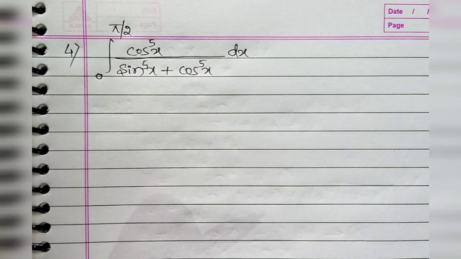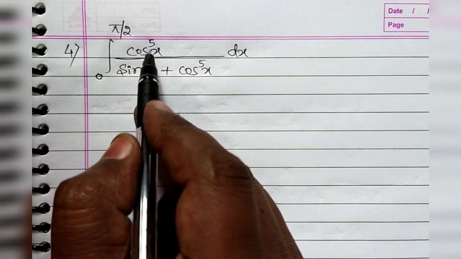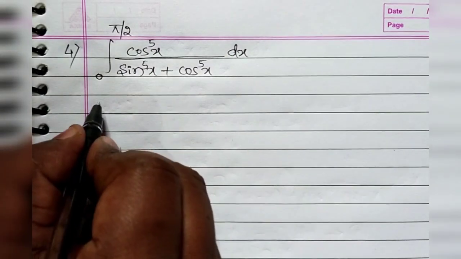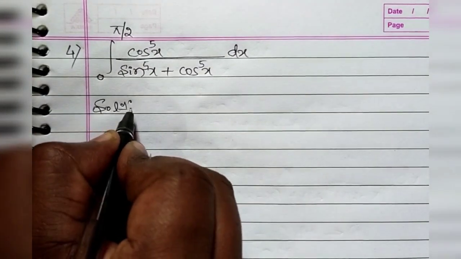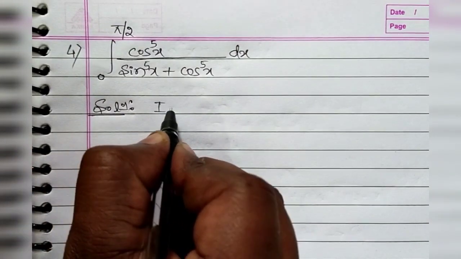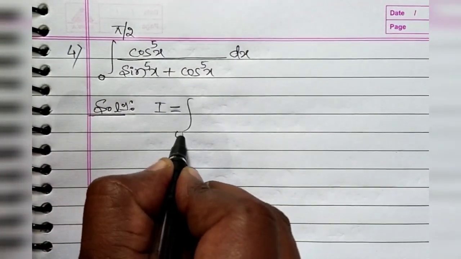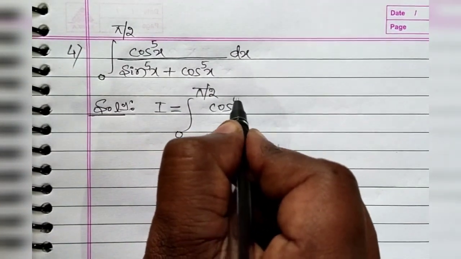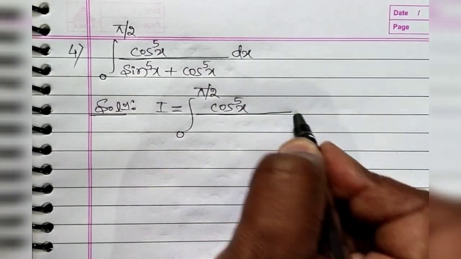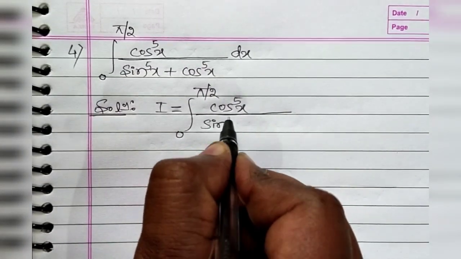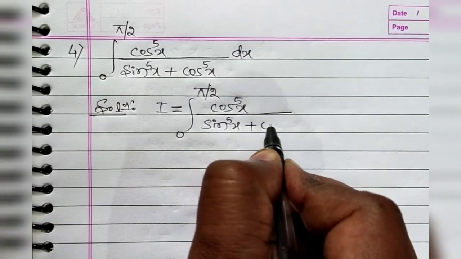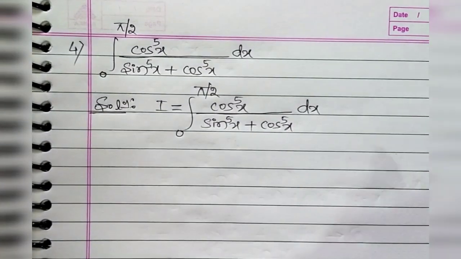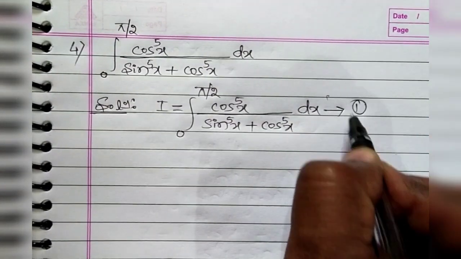Well, the fourth problem, it is the integral from 0 to pi by 2 of cos to the power 5x divided by sine to the power 5x plus cos to the power 5x. So I take this as I, which is equal to the integral from 0 to pi by 2 of cos to the power 5x, whole divided by sine to the power 5x plus cos to the power 5x, dx. So I'll be taking this as equation number 1.